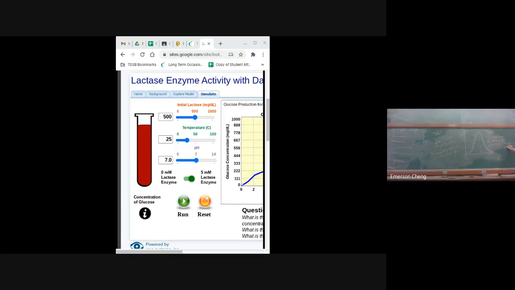Does enzyme activity lower? I don't know whether you guys can see all of it or not. Sure.